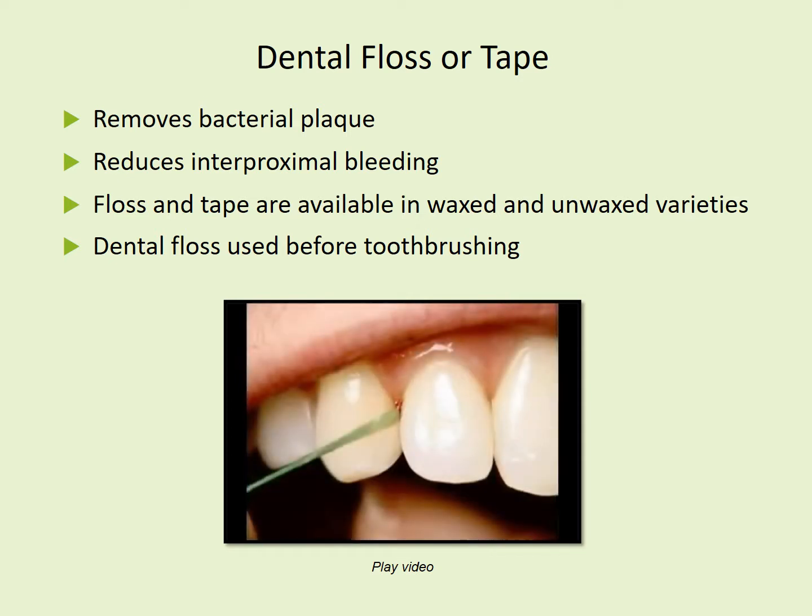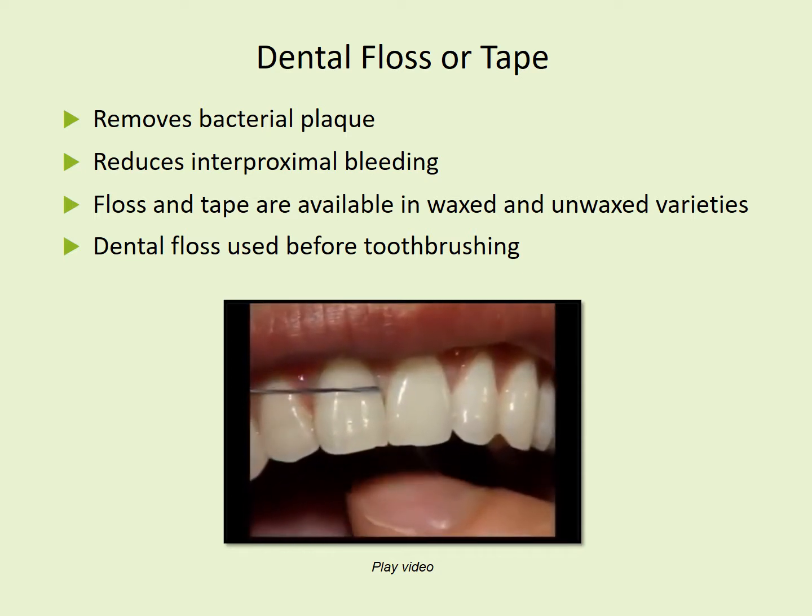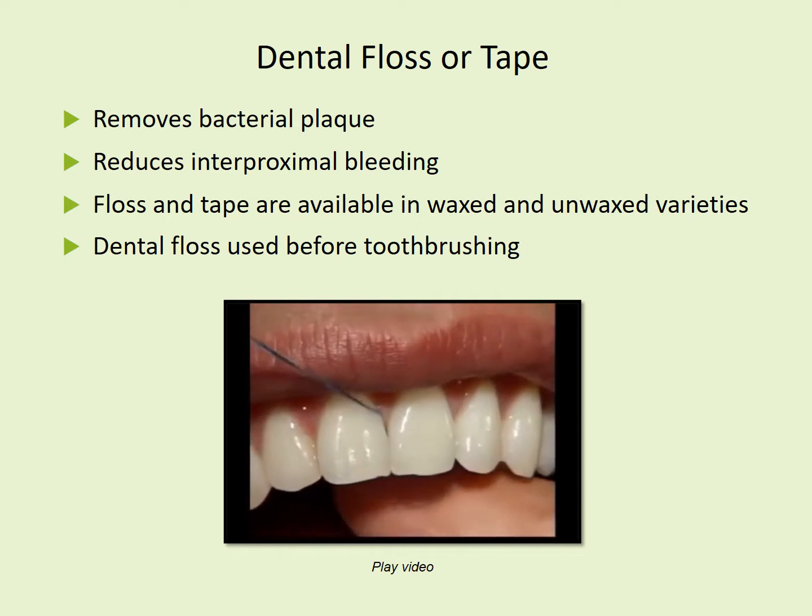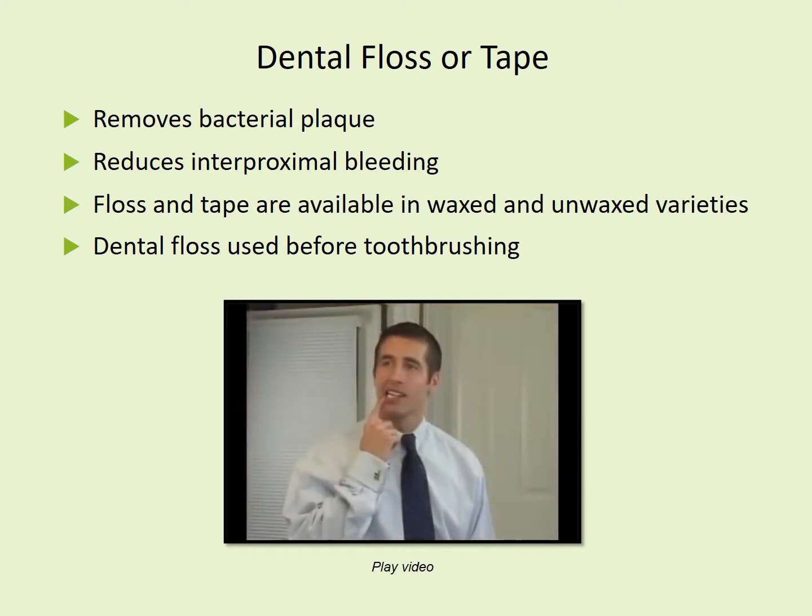If your gums are infected, they'll bleed when you floss, and that's to be expected if you are just beginning to floss. After a week or so of regular flossing, the bleeding should go away, and you'll be well on your way to healthier teeth.